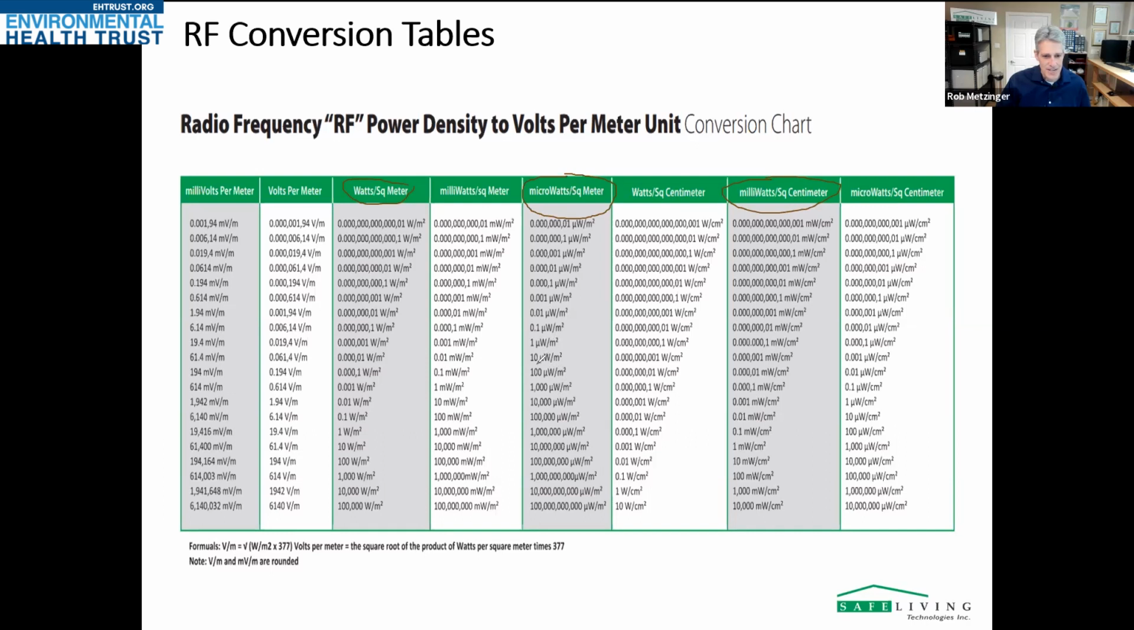If you've got a 10 microwatt per square meter signal, you print this out, or you just take a ruler and you can go along here and find out what each of these values are in even volts per meter. So we know 10 microwatts per square meter is approximately 0.0614 volts per meter. Just a handy little tool to make these RF measurement units easier for you to understand.